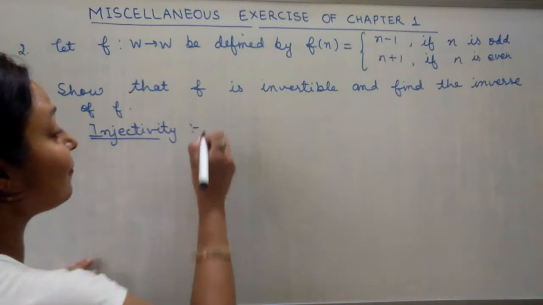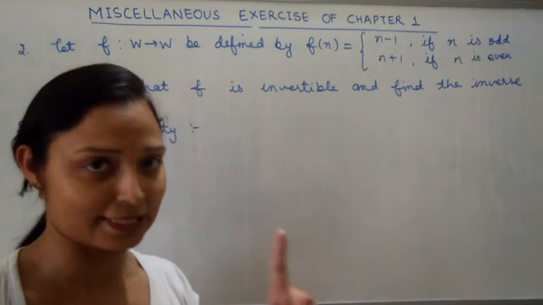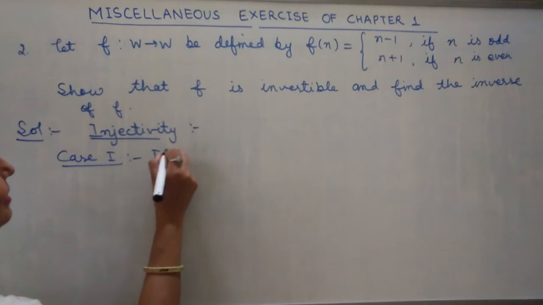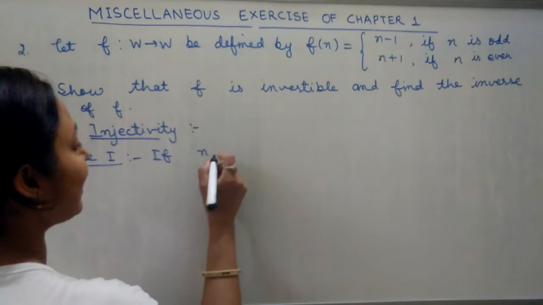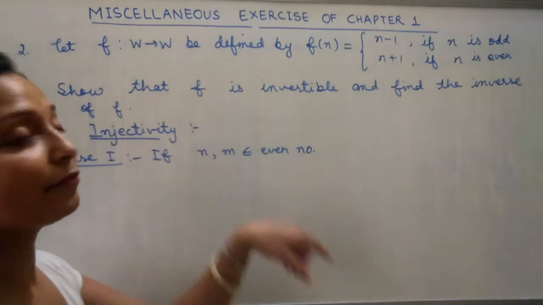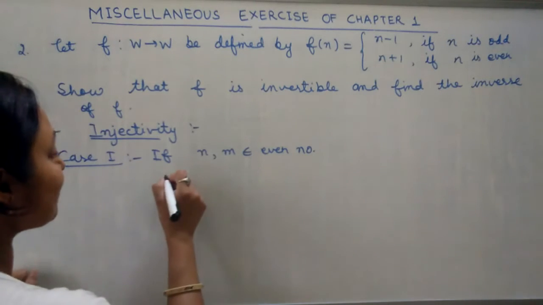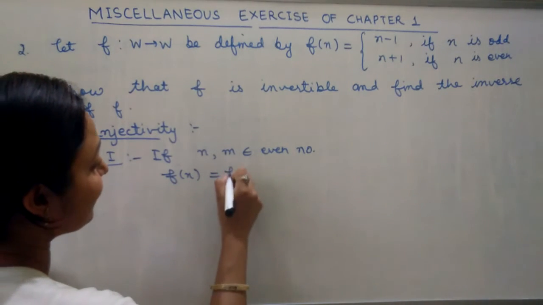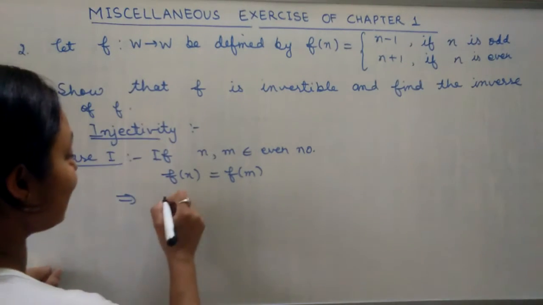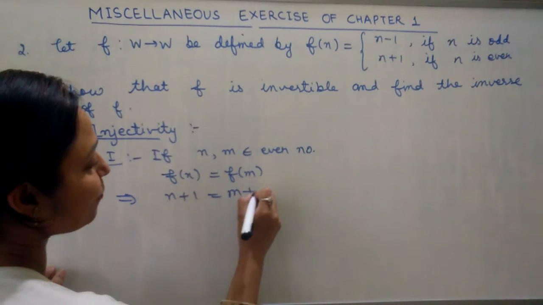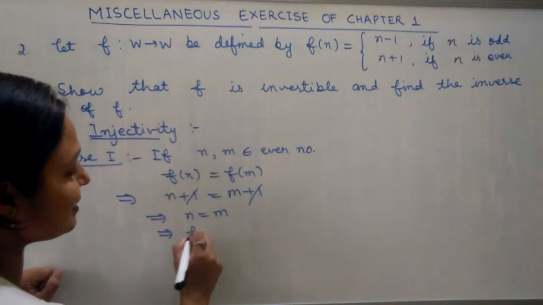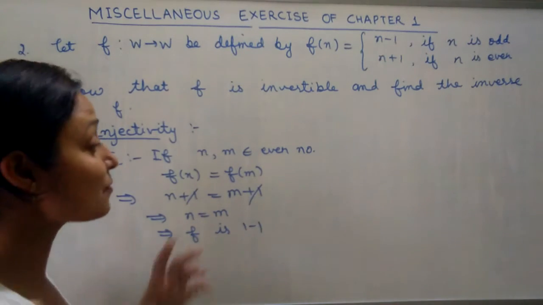In injectivity, I have 4 cases. Case first. If n and m belong to even numbers, I will take the n and m. That means if I start from f(n) equals f(m), that will equal, since it is even, n plus 1 equals m plus 1. This 1 and 1 will cancel. That means n equals m. It means f is one-one. Okay, this is one case.